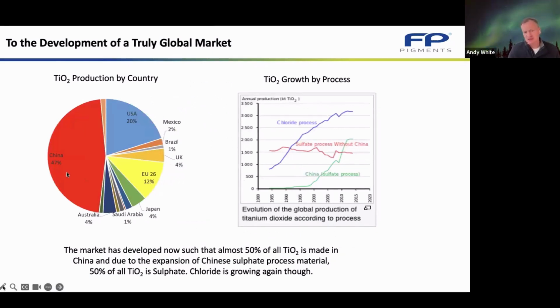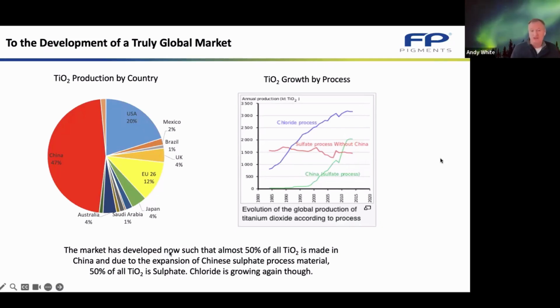And just to give you an idea of how it's broken down, this is the production. As I said, China is about 47% of titanium dioxide production worldwide now. There's still a lot in the EU, there's still a lot in the US. But you can see this growth in Chinese, especially sulfate-processed titanium dioxide. It exploded around 2005, 6, 7, up to where we are now, towards the present day.